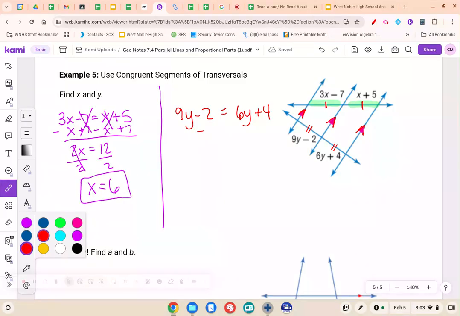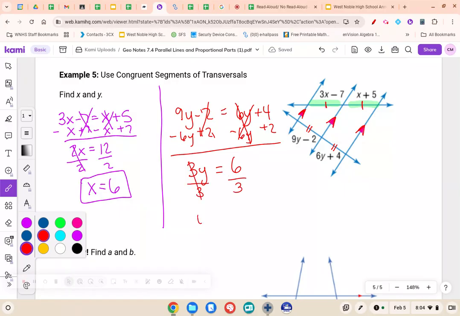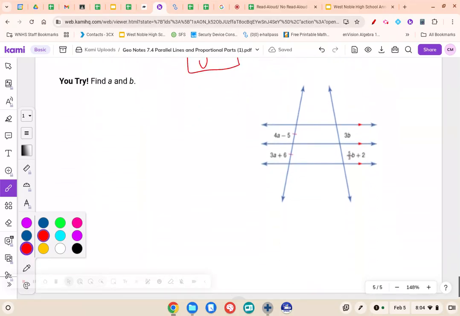And then on this other one, I'm going to add 2 to both sides, subtract 6y. I get 3y is equal to 6. So y is 2. All right, pause me. Try the you try.